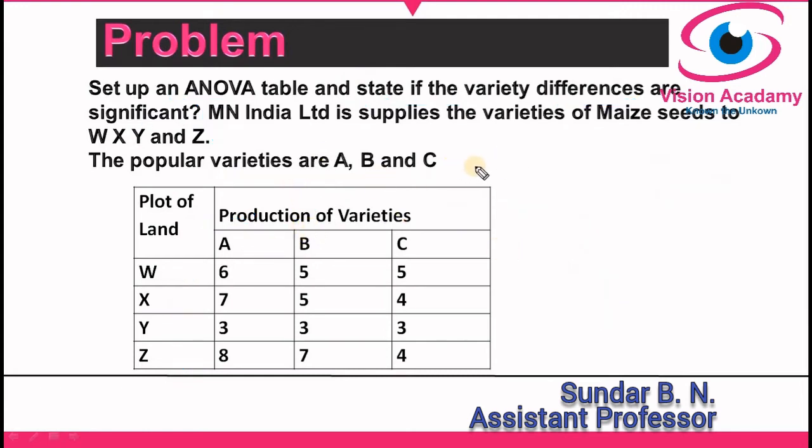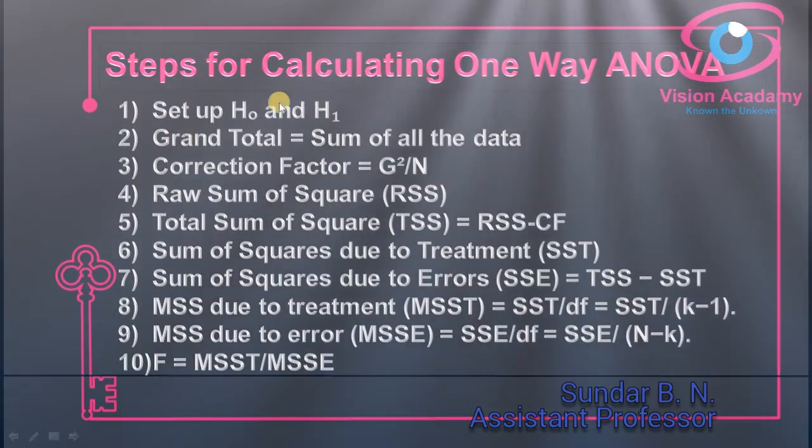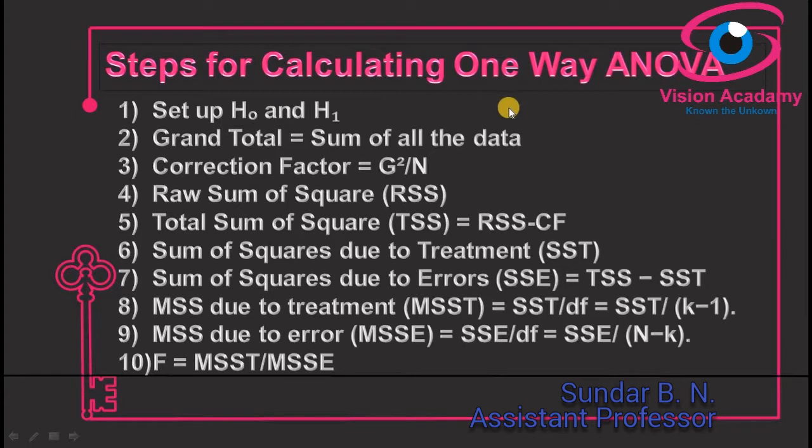After deciding whether it is one-way ANOVA or two-way ANOVA, let us go for further steps. Let us consider some of the steps for calculating one-way ANOVA. These steps are explained in detail in my earlier video. Please do refer to that video, which is available in the description box. However, I will brief it here. Firstly, we need to set up the null and alternative hypotheses. The hypothesis formulation video is also available in the description box. You can refer to that.